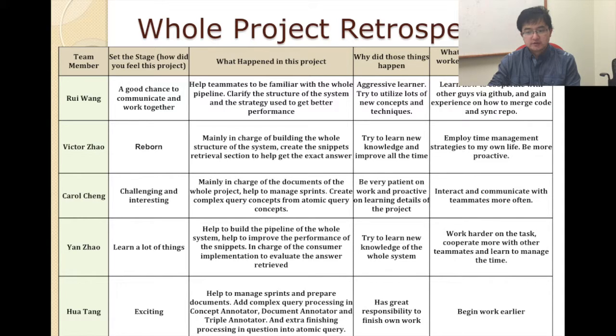For the whole project retrospective, every team member gives their view of the whole project and describes what happened in this project, their purpose, and how to improve after this project. Take myself as an example, in the fourth sprint, I helped to build the pipeline of the whole system, and was mainly in charge of the consumer implementation and evaluating the answers retrieved. I do this because I try to learn new knowledge during the system design, and I think I need to work harder on the task, cooperate more with the team members, and learn more to manage my own work.